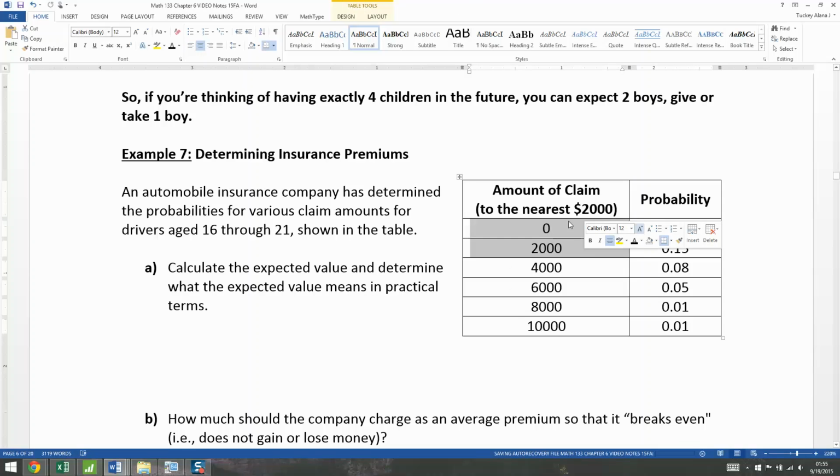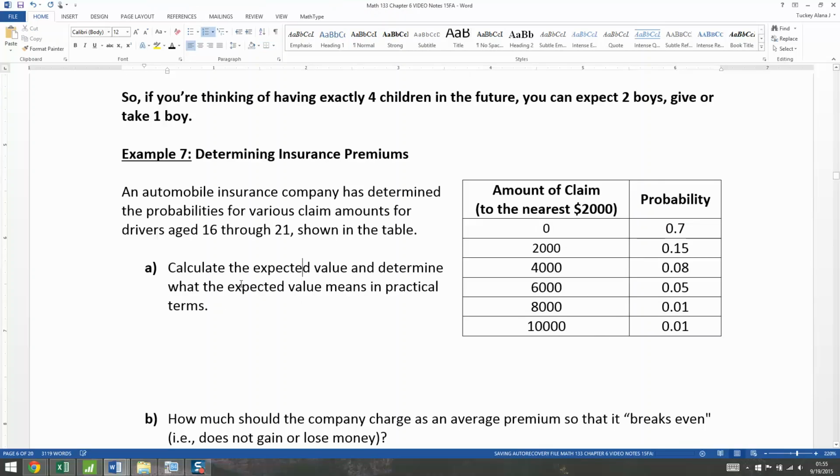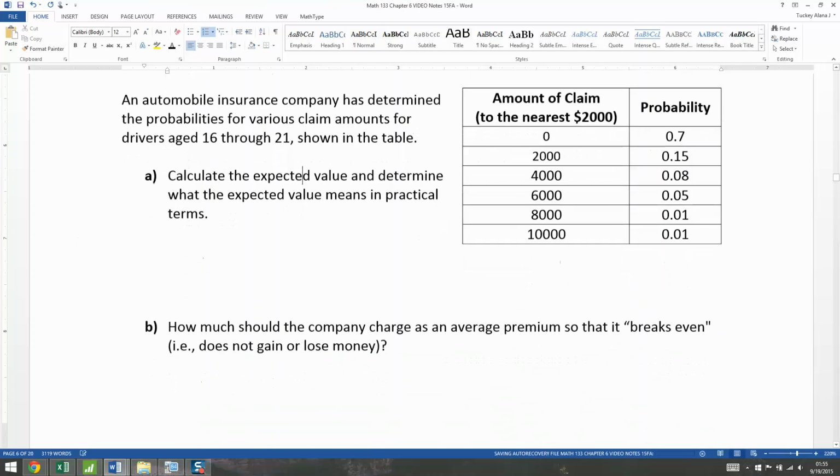So 70% of the time, the 16 to 21-year-olds are making no claim at all. Then 15% of the time, they're making a $2,000 claim. 8% of the time, it's a $4,000 claim, and so on. And our job is to find the expected value and determine what that means in practical terms.